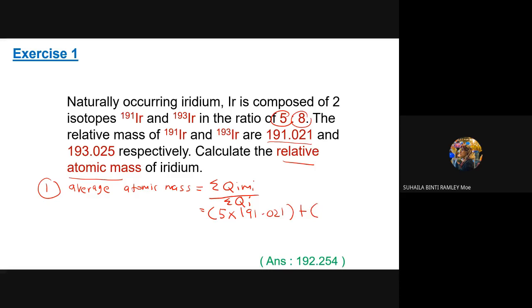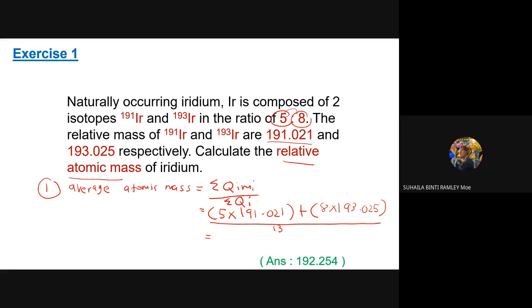Plus, we have another isotope for iridium 193. The ratio given is 8 times 193.025, divided by total of the quantity. So total of the quantity is total of this ratio, which is 13. 13.